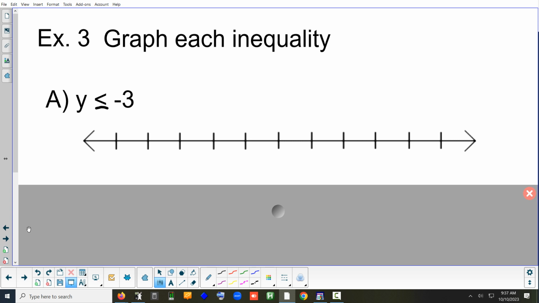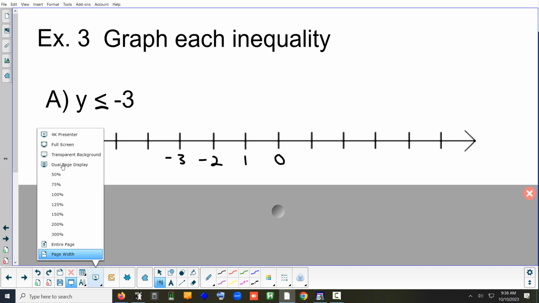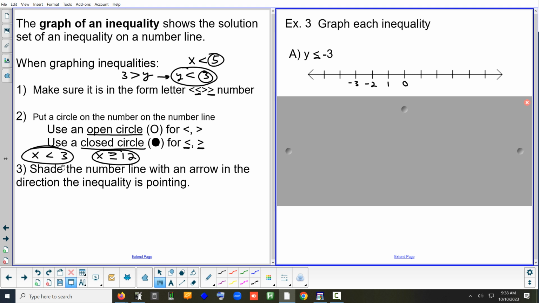Next thing, you won't have to do this on Elastic, but we do have to number our number line. So I just start at -3. You don't have to number every mark. Just put in a few. Sometimes I'll do 3, sometimes I'll do 4. It kind of depends how big I have to make my number line. Okay, now let's bring up the directions. Step 2, put a circle on the number.